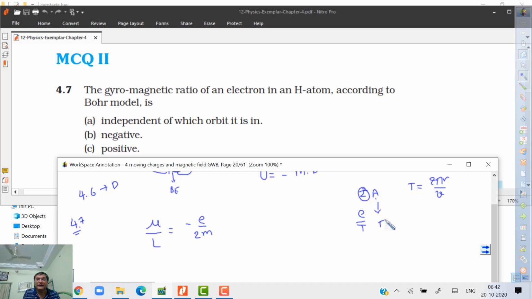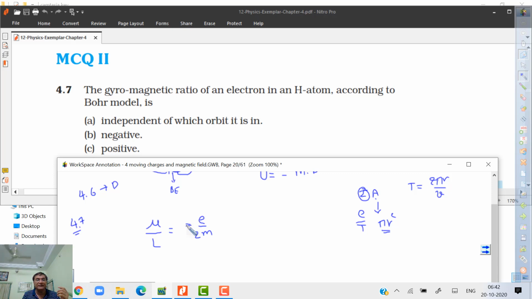A is equal to pi r square, that is the area of the orbit. Substituting everything, you have derived mu upon L is equal to minus A upon 2m. So if you see this equation, you cannot see where is the electron. Wherever the electron is, first orbit, second orbit, or third orbit, r does not appear in the picture, so it is independent of r. So I think the first option is the correct one.